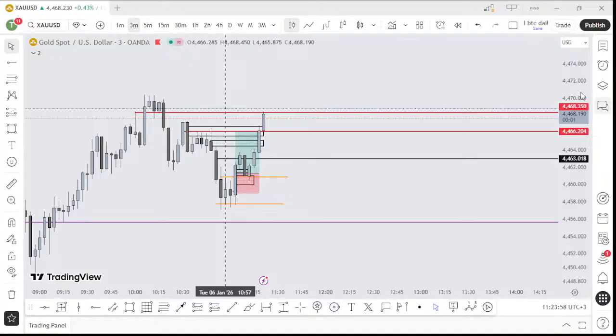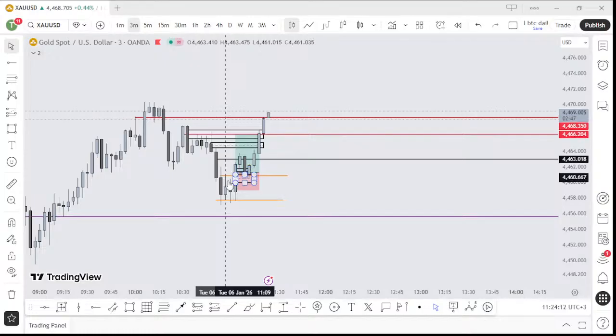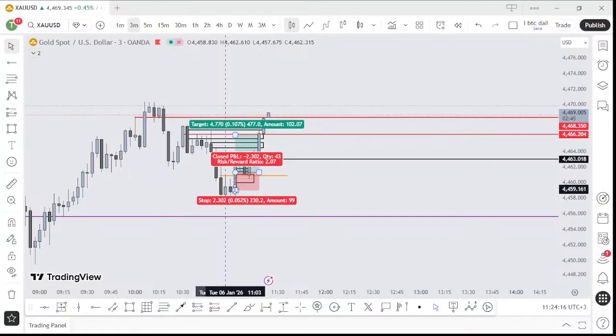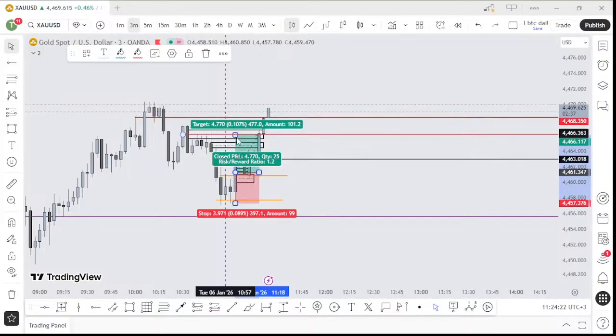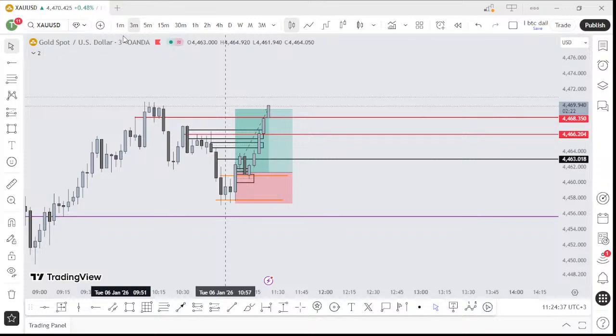But this was our perfect setup, and we focus on a 1-to-2 ratio. This was our stop loss. This was the breakout, so the stop loss should be below. In a 3 minute chart, the stop loss should be below the candle which caused the breakout. So our 1-to-2 should be around here. If you use the 1 minute time frame, that's where you get your refined entries.